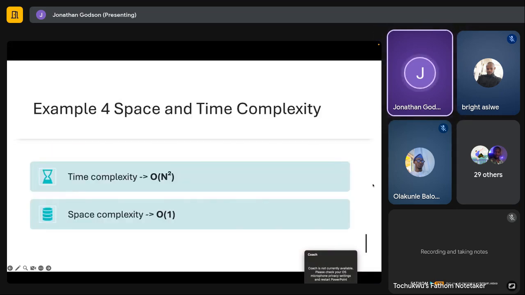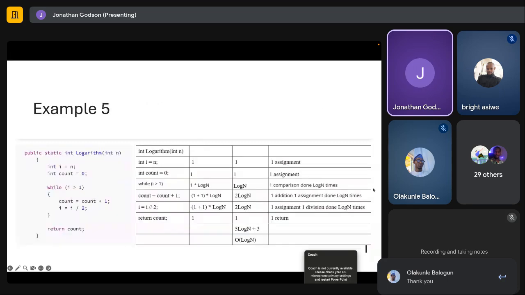Okay, so going back to the past example, the time complexity is O of n square and the space complexity is constant space. So, the example, the explanation I gave earlier about O log n.